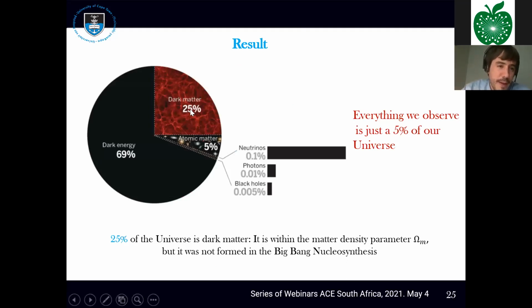Good, so as I told you, 69% is dark energy, 25% is dark matter, and 5% is atomic matter. So basically everything we observe in our universe is just 5%, okay? The rest is something we don't know, okay? The 25% corresponds to matter, and the 69% corresponds to dark energy. Okay.